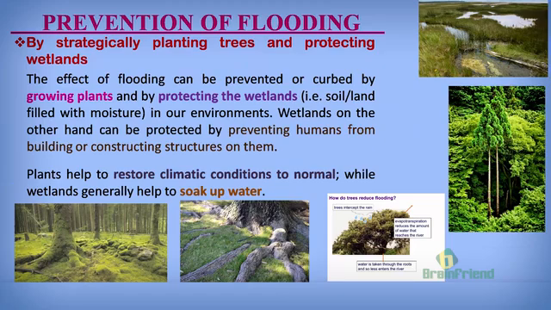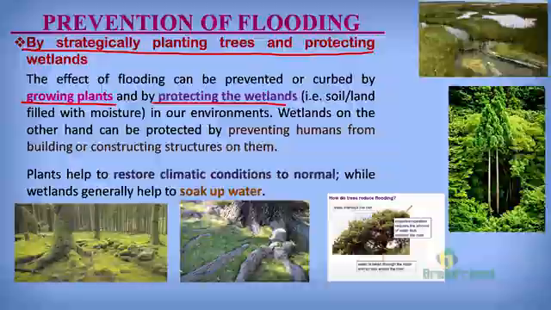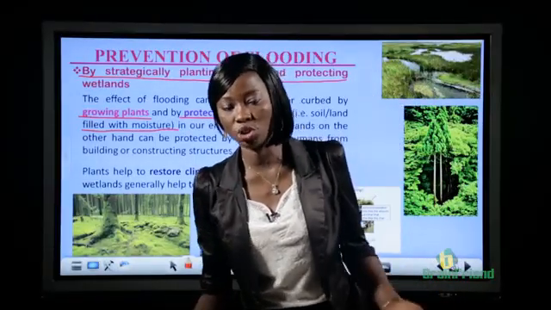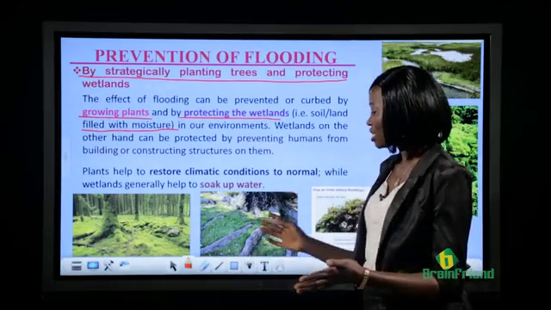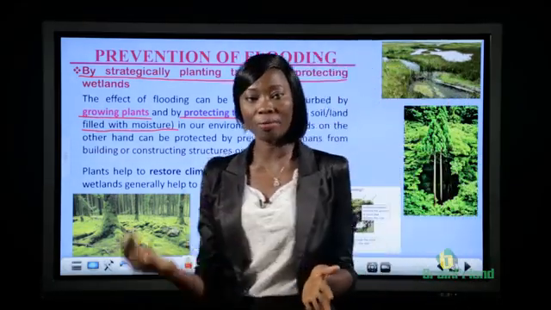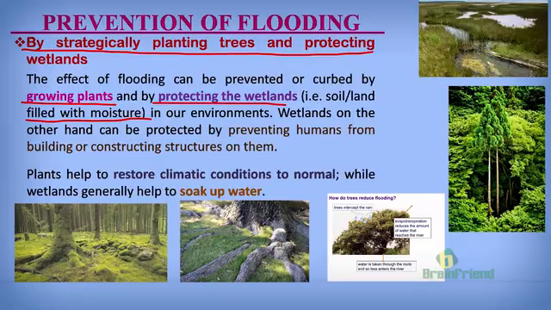We can also try to prevent flooding when we strategically plant trees and help to protect wetlands. The effect of flooding can be prevented if we as humans try to grow plants and also try to protect wetlands. Wetlands here simply refers to an area of land that is covered with moisture, maybe water, or it is just wet. The surface of the land is just wet. This wetland remains wet all year round. That is why it is called a wetland. So you just find some amount of water on its surface.